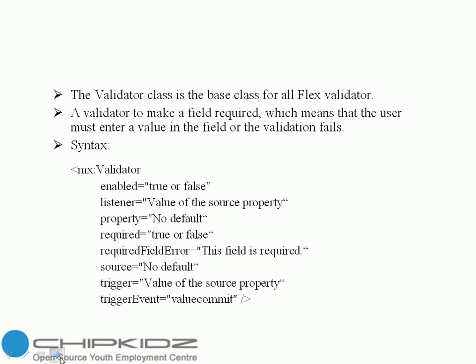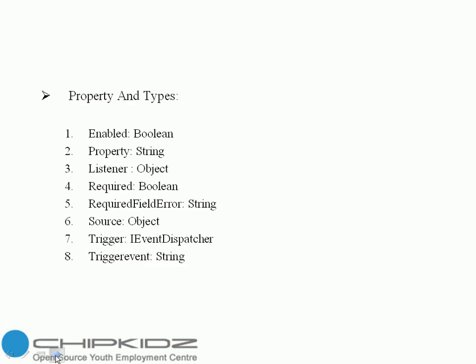Then the syntax: mx:Validator, enabled equal to true or false, listener equal to value of the source property, property equal to no default, required equal to true or false, requiredFieldError equal to this field is required, source equal to no default, trigger equal to value of the source property, triggerEvent equal to value of the command.